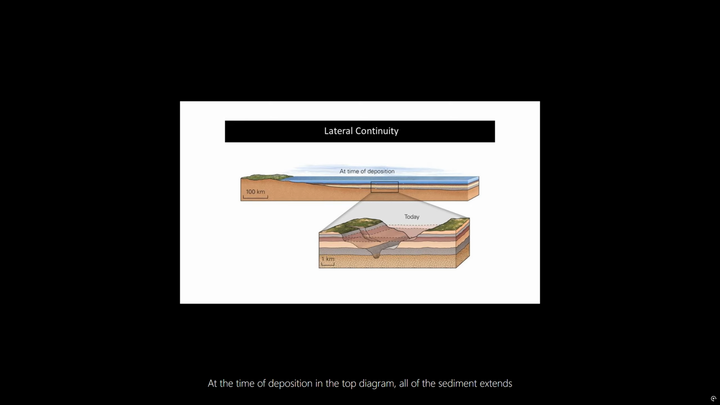At the time of deposition in the top diagram, all of the sediment extends out in a sheet in all directions. As erosion removed some of the sediment, you end up with a canyon or a river valley, as in the bottom diagram. You can assume that the horizontal beds on each side of this canyon once existed where the rock has removed sediment because of lateral continuity.